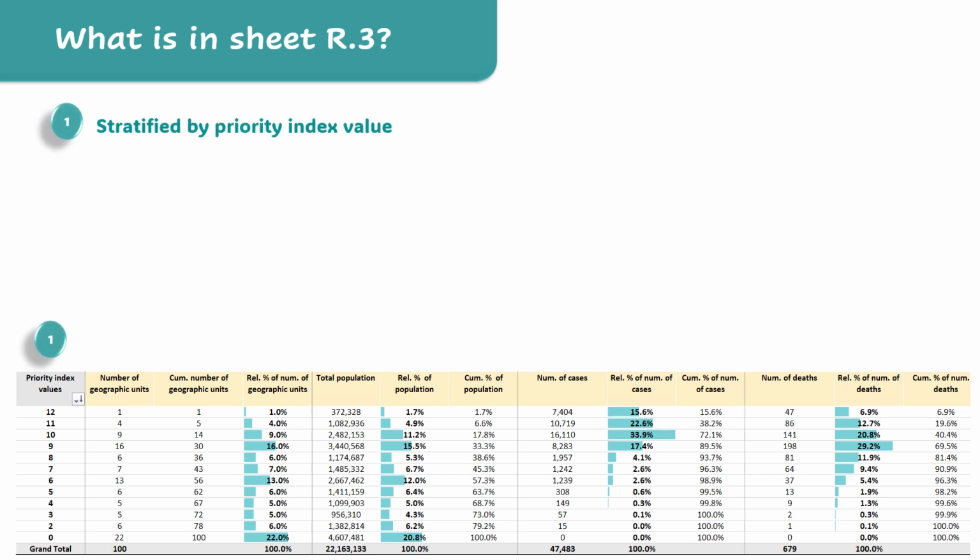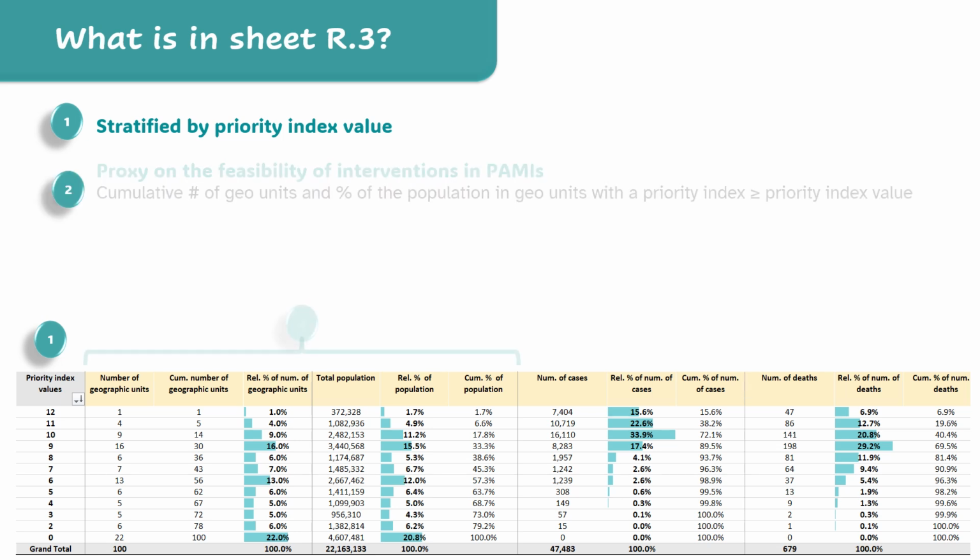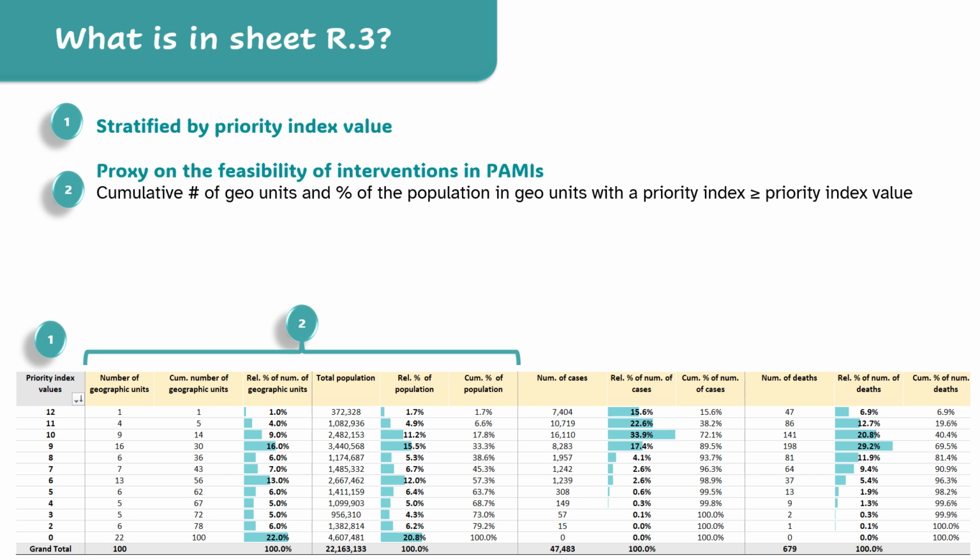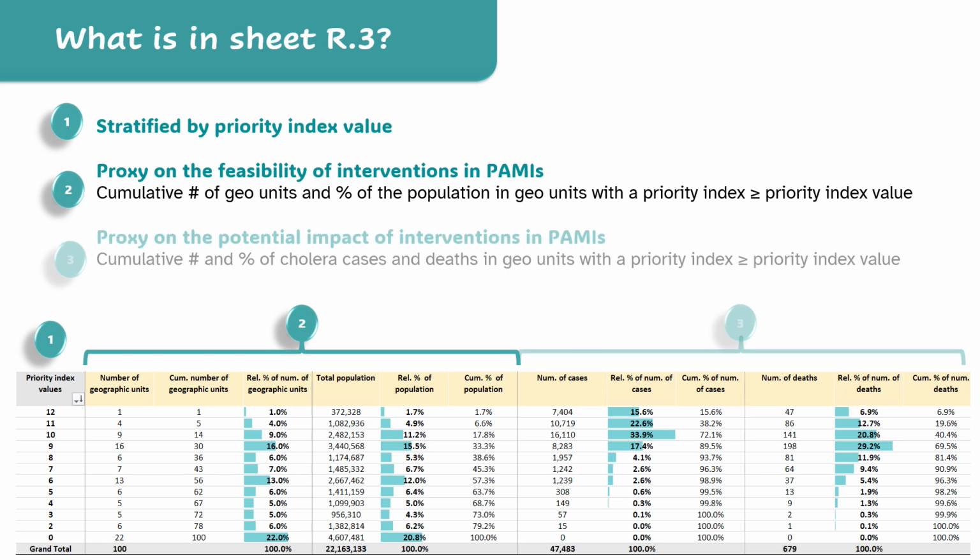For each priority index value, the table in Sheet R3 shows relative and cumulative figures. Cumulative figures on geographic units and on population are proxy for the feasibility of the future NCP if the priority index threshold value was the selected table line. Cumulative figures on cholera cases and deaths are proxy for the potential impact of the future NCP if the priority index threshold value was the selected table line.